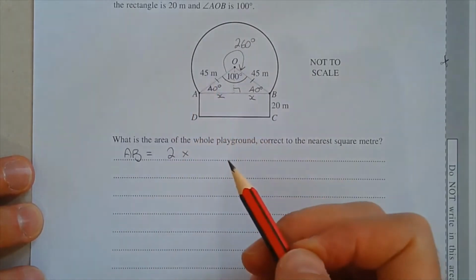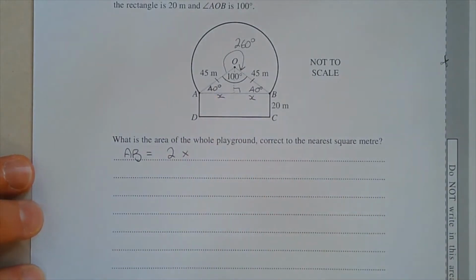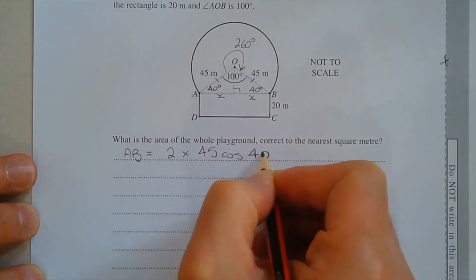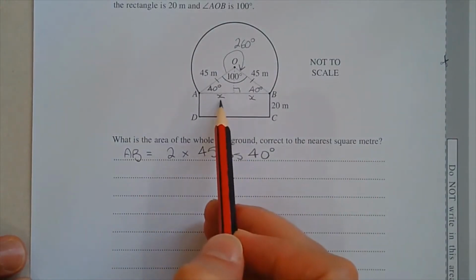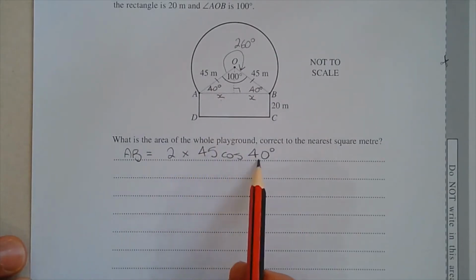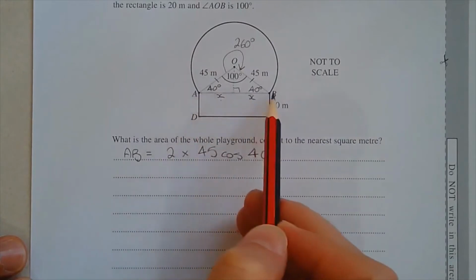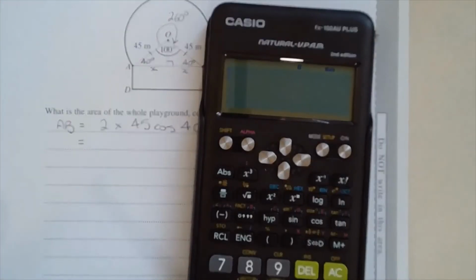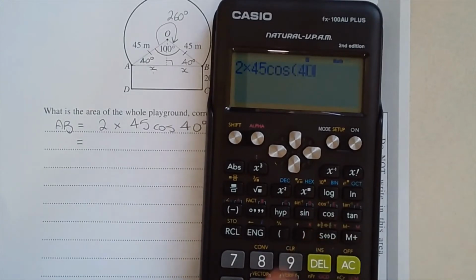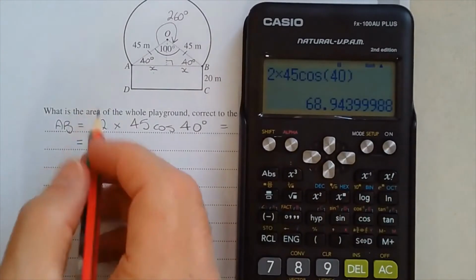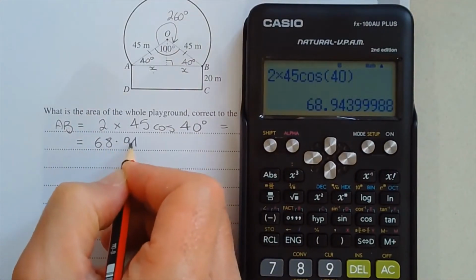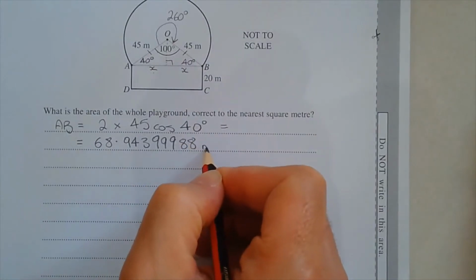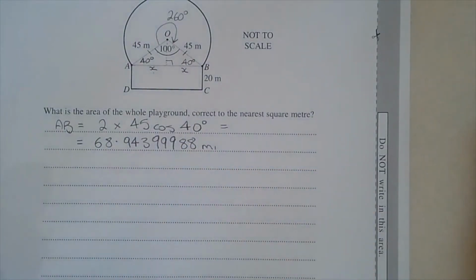So that's going to be X on 45 is equal to cos of 40. So X is 45 cos of 40. 2 times 45 cos of 40 degrees will give you 2x, so it will give you this entire length AB. And that's going to be equal to, in fact, I'll write it on the next line here. So 2 multiplied by 45 cos of 40, and we get 68.94399. I might just write the whole answer, and I'll do all the rounding at the end. Okay, and that's in meters.